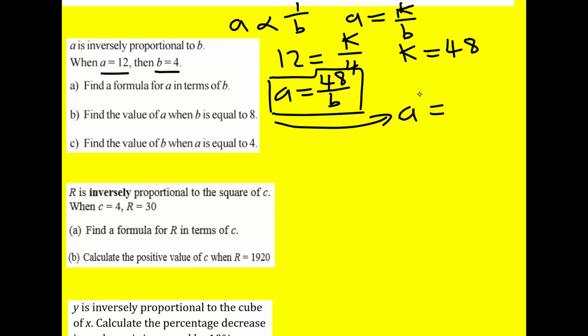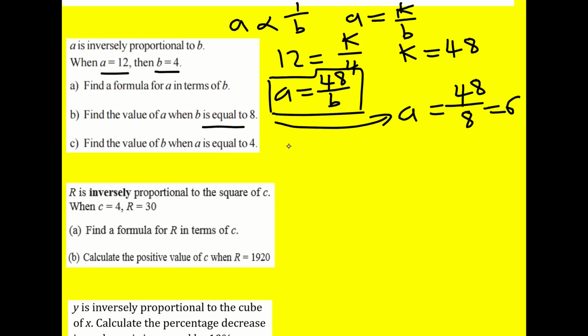I'm going to now keep the same k. That's absolutely important, but a and b could be different things. So a is now going to equal 48 divided by 8. B is equal to 8, and that is equal to 6. So I can use my inverse proportion knowledge and find the value of b when a is equal to 4.